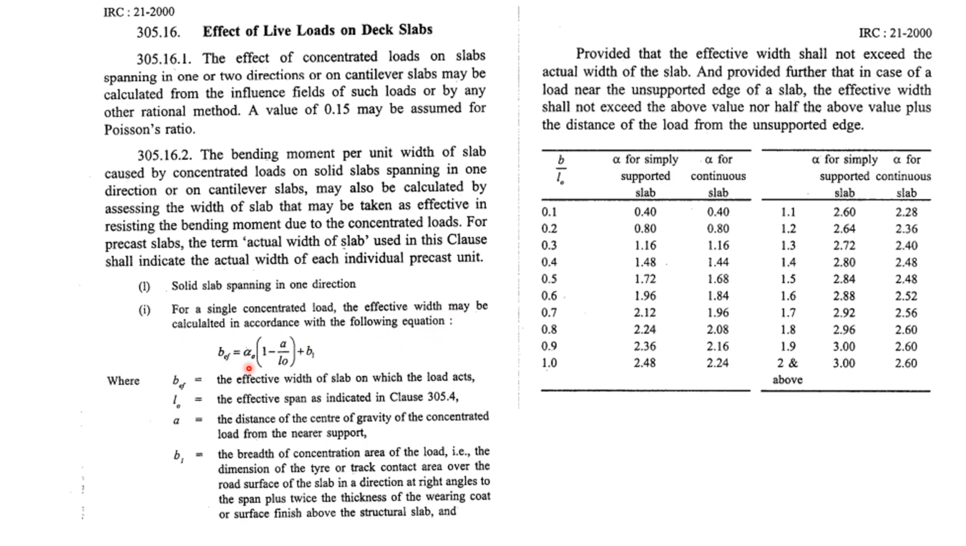B effective is equal to alpha into x into 1 minus x by L0 plus B1, where B effective is the effective width of the slab on which the load acts, and L0 is the effective span as indicated in the clause, and x is the distance of the center of gravity of the concentrated load from the nearest support, and B1 is the breadth of the concentration area, the dimension of the tire or the track contact over the load surface of the slab at right angle to the span, plus twice the thickness of the bearing coat or the surface finish above the structural slab. So substituting all these values, we can calculate the effective width of the slab in the transverse direction.